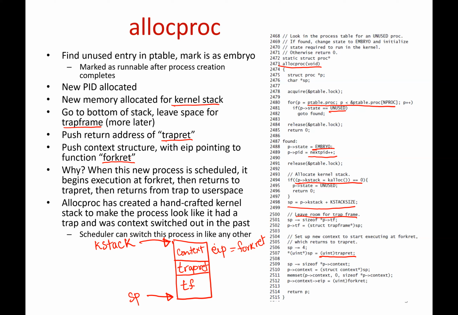Why did allocproc do all of this? All of this is done. Now you take the struct proc and you set its state to runnable.